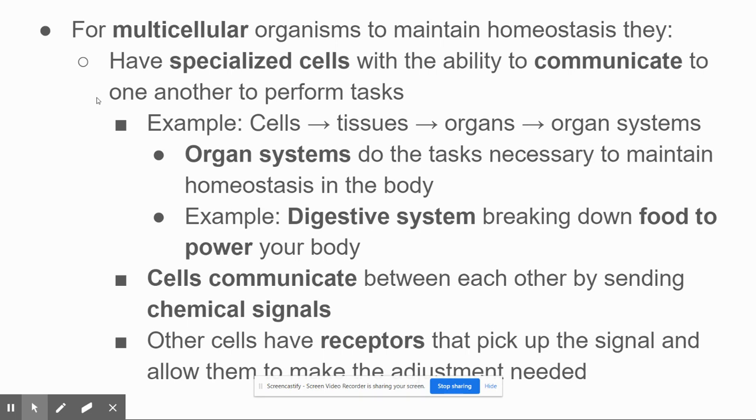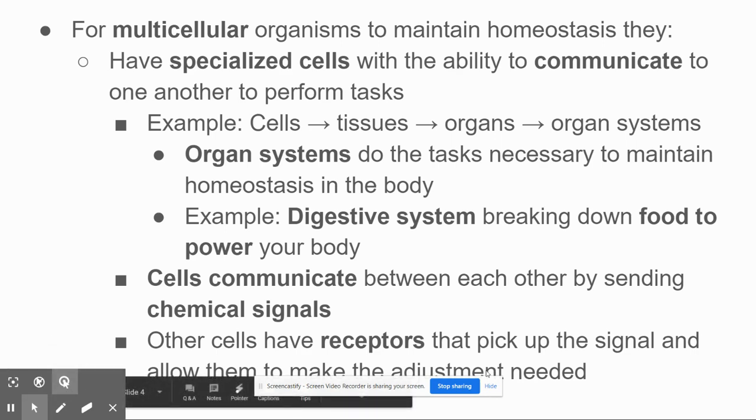Our cells can communicate between each other by sending chemical signals. If you've seen the anime Cells at Work, where they have the different cells communicating with each other, it's a very good analogy to what's happening in our body with chemical signals. Other cells have receptors and they pick up the signal and allow them to make adjustments as needed.